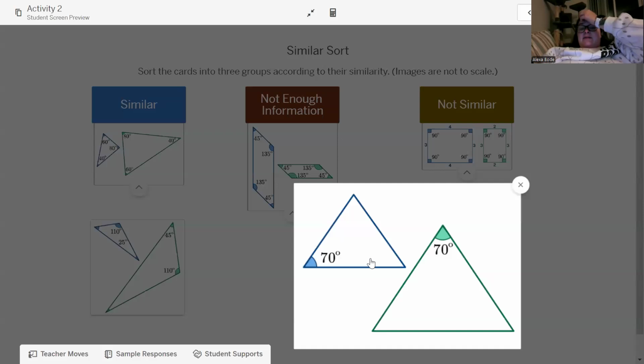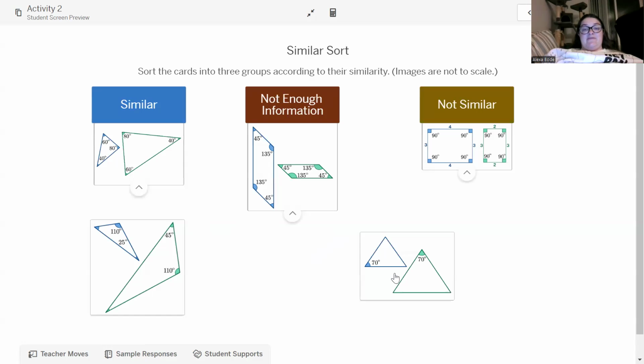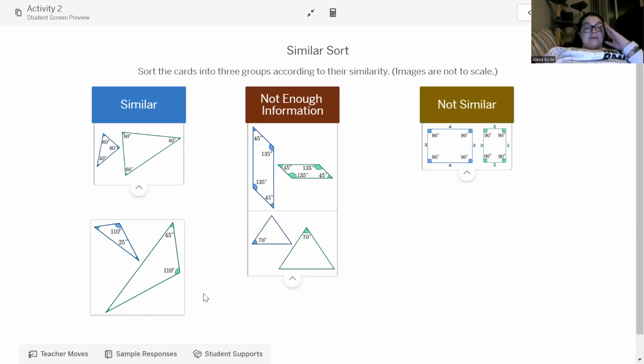Okay, now looking at the 70s. We just did the activity where if we are given one angle, that is not enough information because these two other ones might be different. So if we only have one angle that's the same, it's not enough information to know whether they are similar or not.